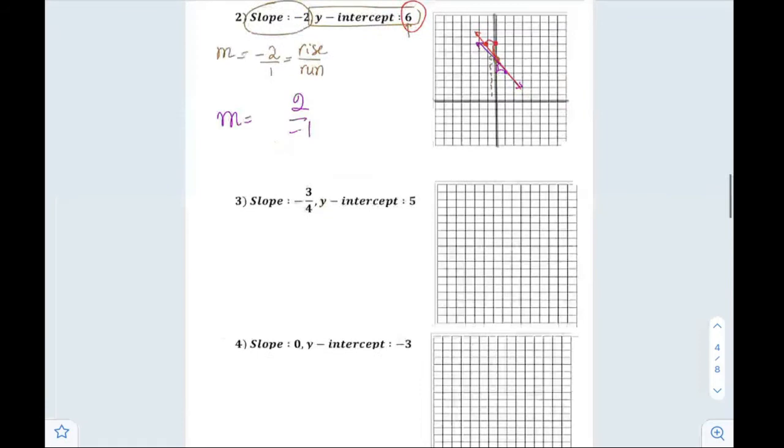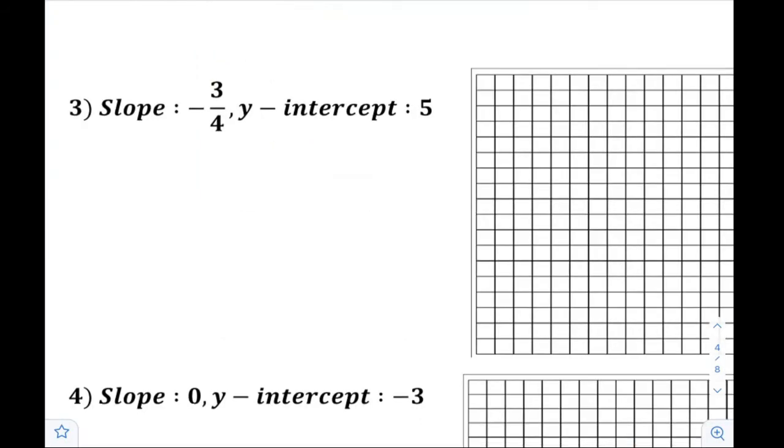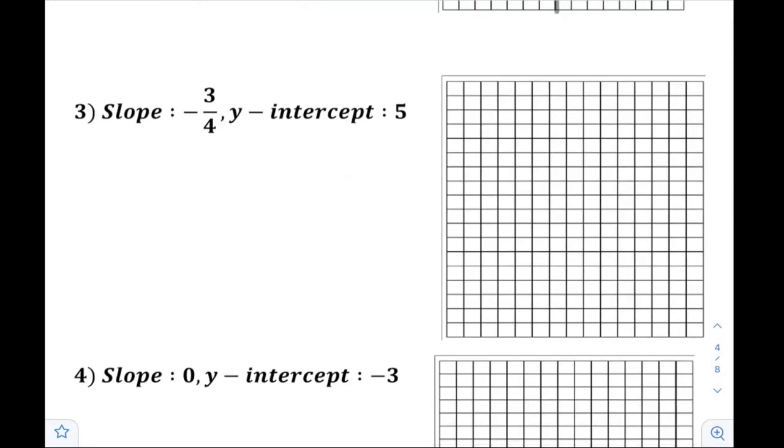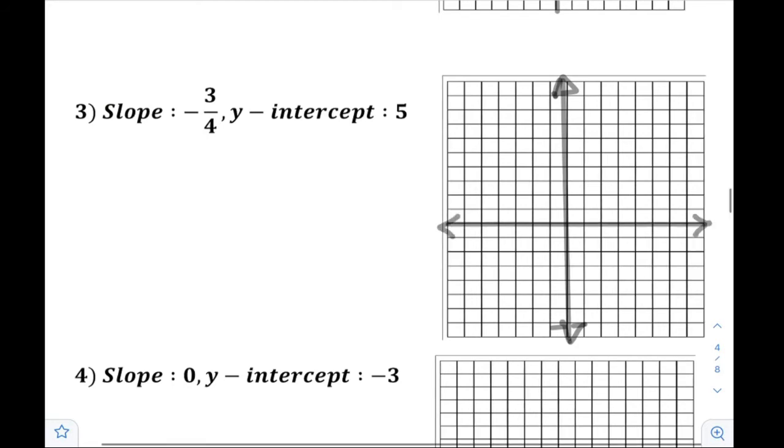Okay, let's talk about another exercise. 5 is our y-intercept also. This is my y-axis. I can draw it anywhere. You can use the coordinate plane in your way. And this is my x-axis. We will start as usual with the y-intercept. 5, 1, 2, 3, 4, 5. So I will start here.